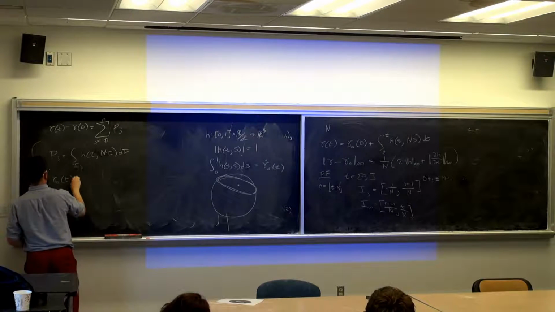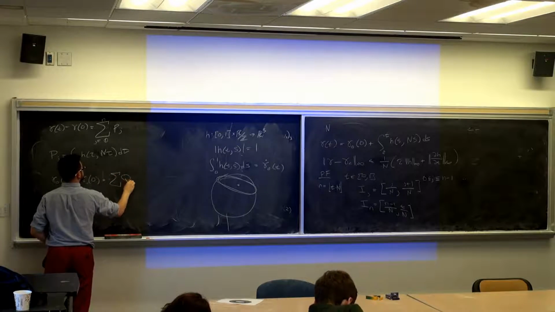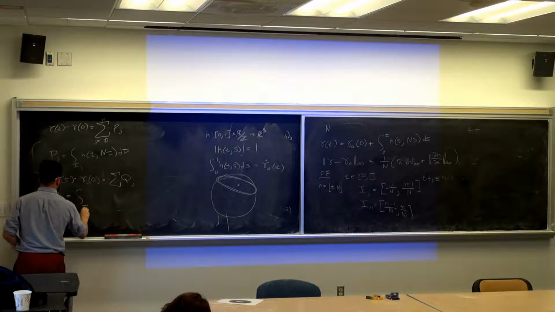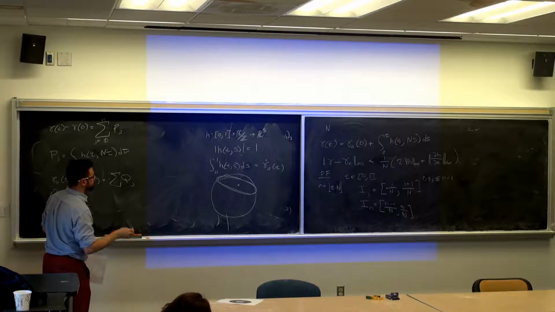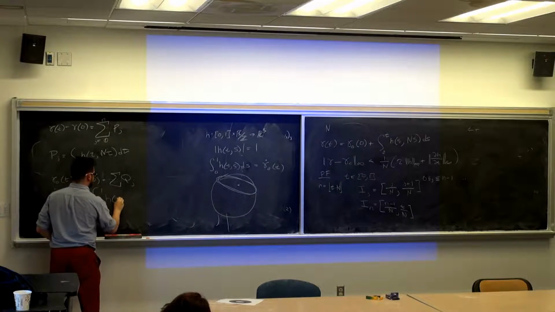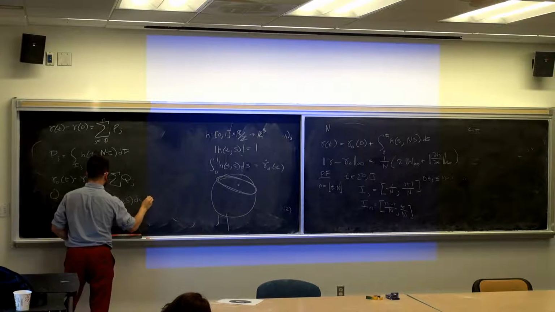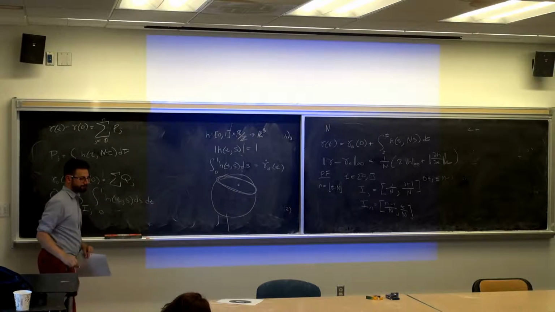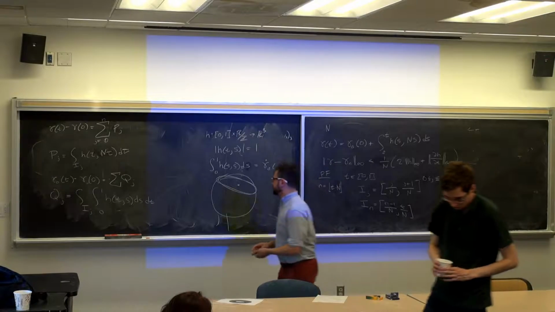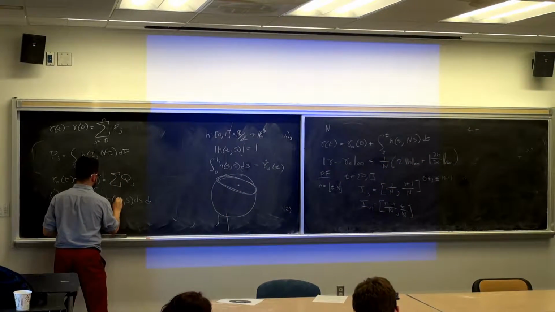gamma 0 t minus gamma 0 is the sum of some qj's, where qj is the integral over ij of the integral from 0 to 1 of h of t s ds dt. Sorry, I already used t, so plus x.